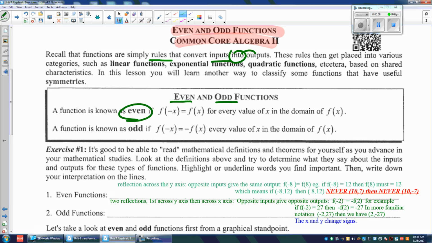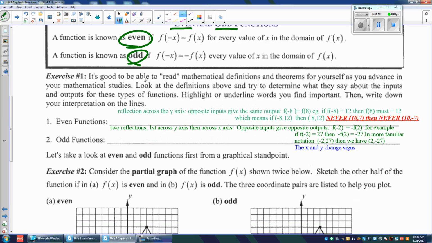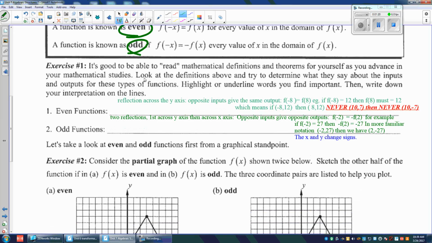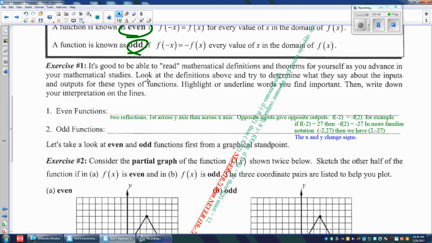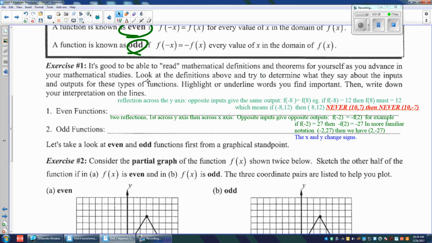An even function is if the function evaluated at negative x equals the function evaluated at x for every value of x in the domain. An odd function is if the function evaluated at negative x equals the negative of the function evaluated at x for every number in the domain. That's kind of tough to understand. It's a good idea to be able to read mathematical definitions. So I want you to write that down. Okay, now you can write it down.